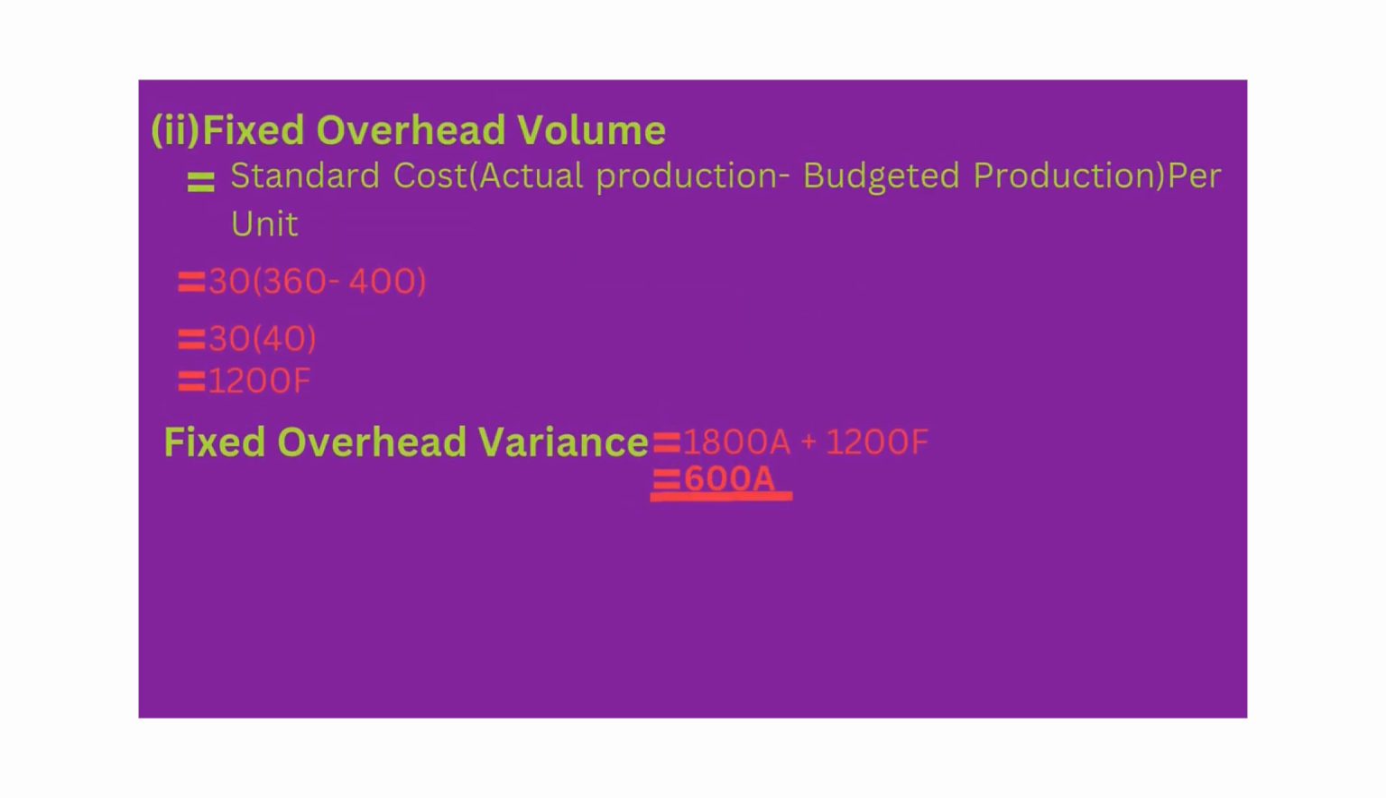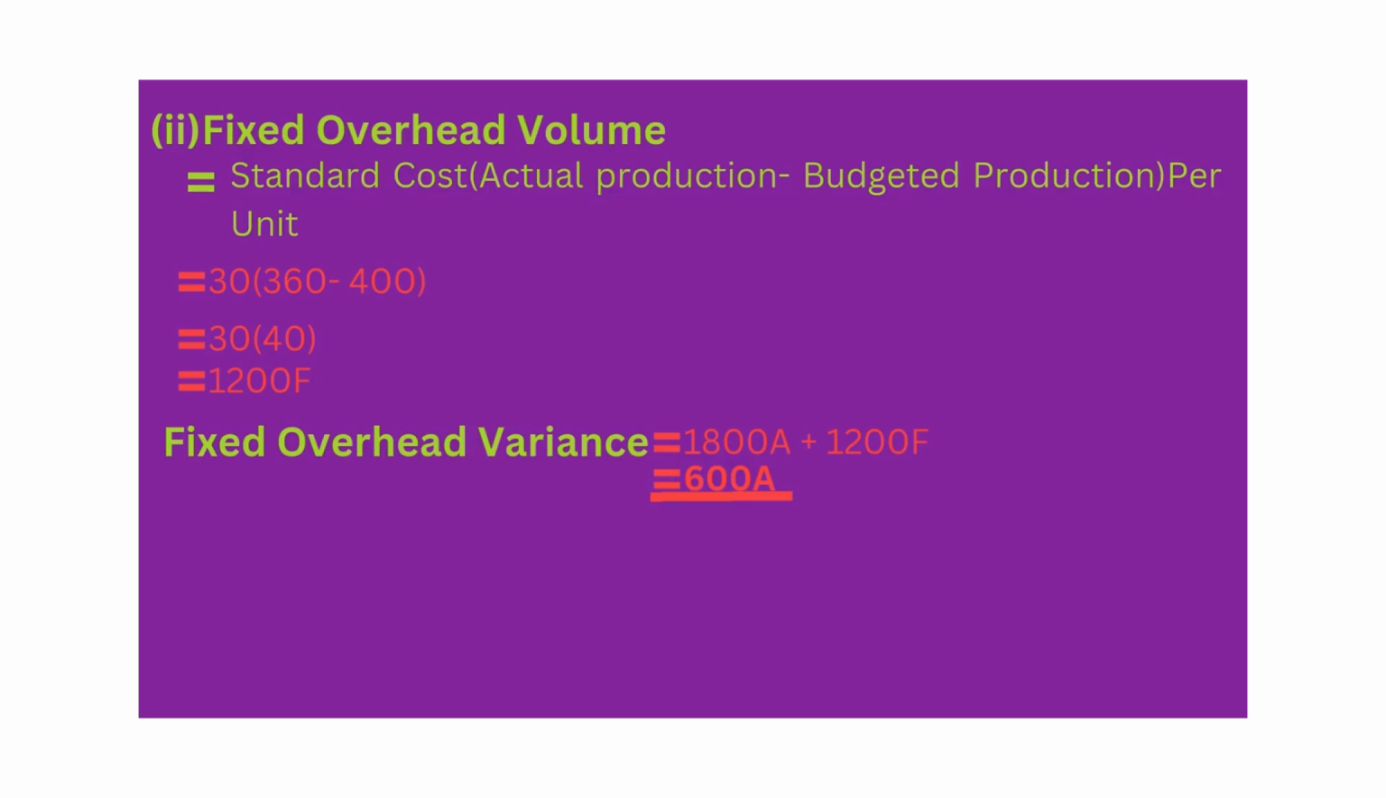The second one in the fixed overhead variance is the fixed overhead volume variance, which is given by standard cost into actual production minus budgeted production per unit. In our example, the standard cost is 30, which is calculated as standard cost per hour, which is 15, multiplied by standard hours per unit, which is 2, to get the standard cost, which is 30.